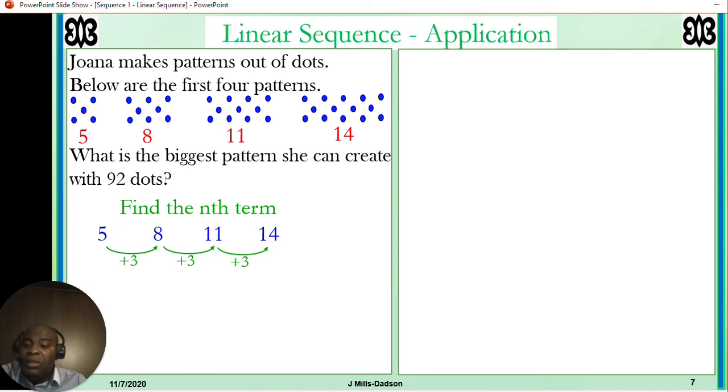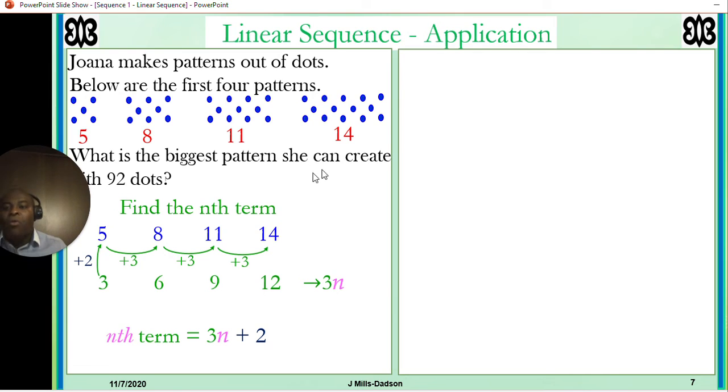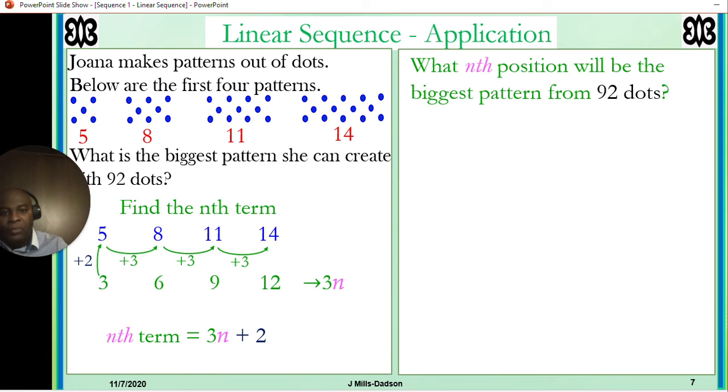So it follows a 3 times table, which is 3n. Compare 3 to 5, we need to add 2. So our formula for the sequence is 3n plus 2. Now, we are saying that the nth term equals 3n plus 2. Now, what we need is what n position will be the biggest pattern from 92 dots.